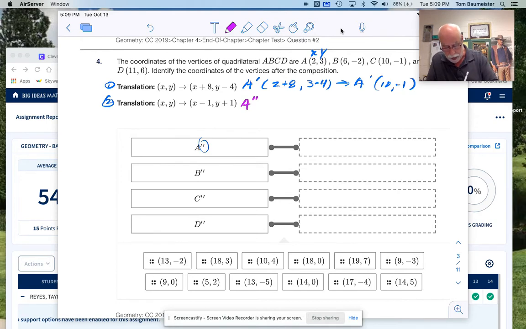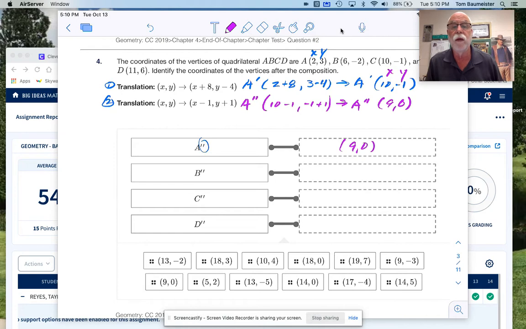So A double prime means we're going to take our x and our y from our A prime, and we're going to plug those in. So on that one, I'm going to get 10 minus 1. And then I'm going to take negative 1 plus 1. So for that one, my A double prime, which will be the one that is my answer, will be at (9, 0). So again, you would drag and drop that one here. So this one here will be (9, 0).